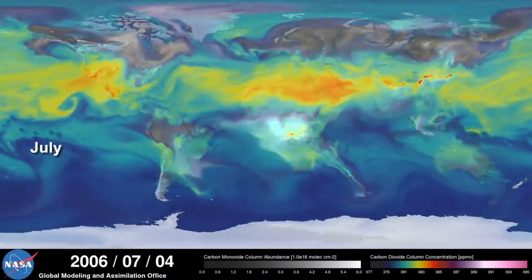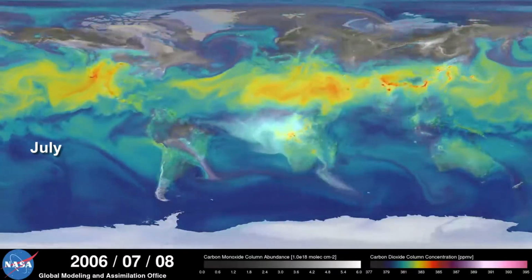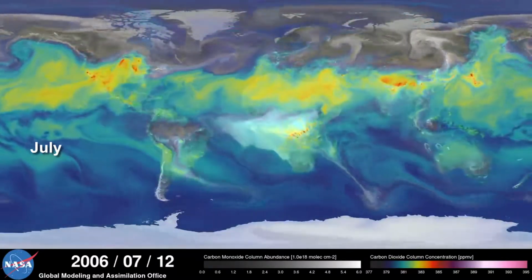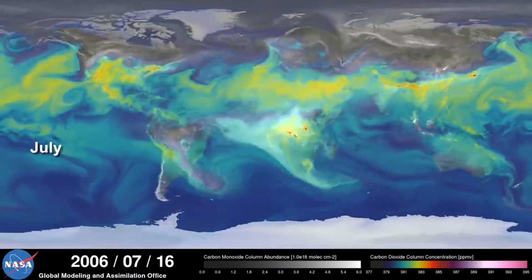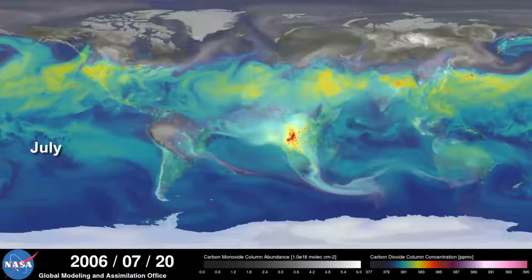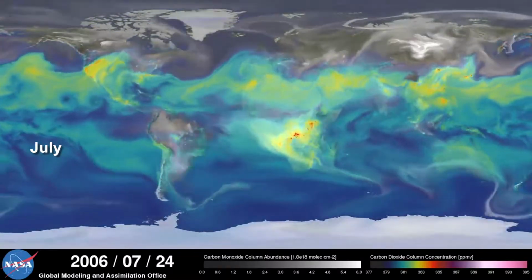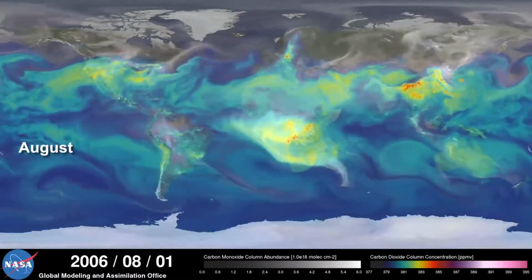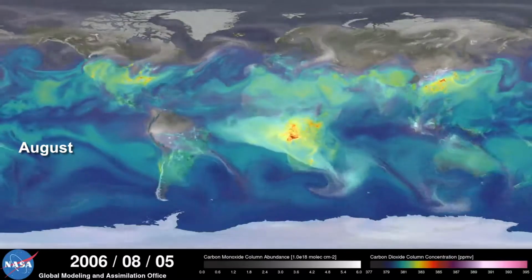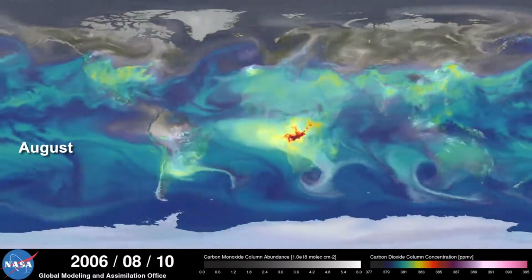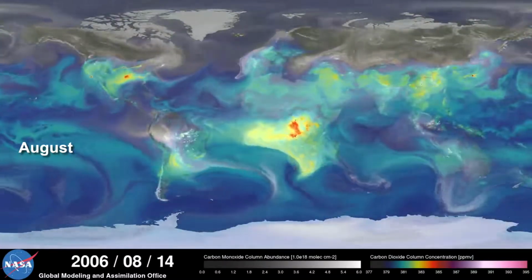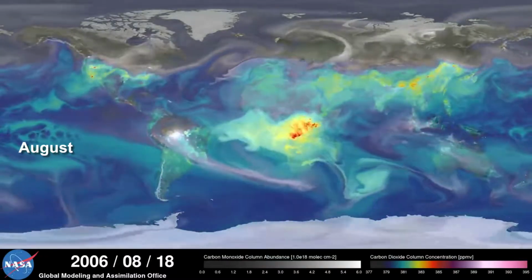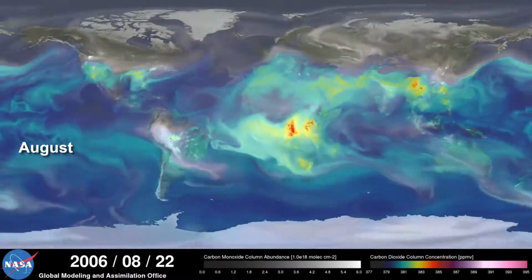Meanwhile, in the Southern Hemisphere, we see the release of another pollutant, carbon monoxide. This is a gas that's both harmful to the environment and to humans. During the summer months, plumes of carbon monoxide stream from fires in Africa, South America, and Australia, contributing to high concentrations in the atmosphere. Notice how these emissions are also transported by winds to other parts of the world.